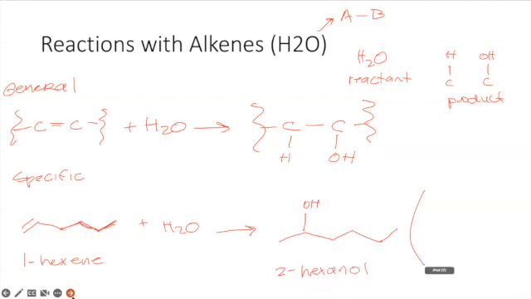I could have added it to the other carbon atom. So I could have added it here. And then this was my carbon 1. 1, 2, 3, 4, 5, 6. But then it would technically take on a different name, but it is correct. So this would be 1-hexanol. Both are correct.